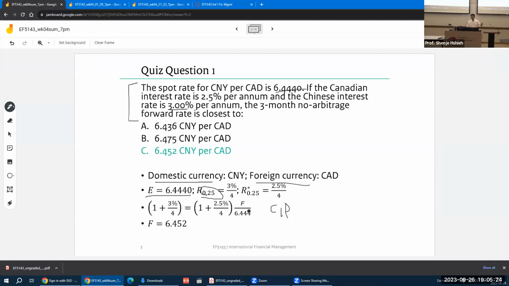And then hedging against whether or not you have a future Forex liability or Forex asset return. You want to remove the uncertainty of that return, and that's why you engage in F. So solving for F gives you 6.452, and the closest number should be C.